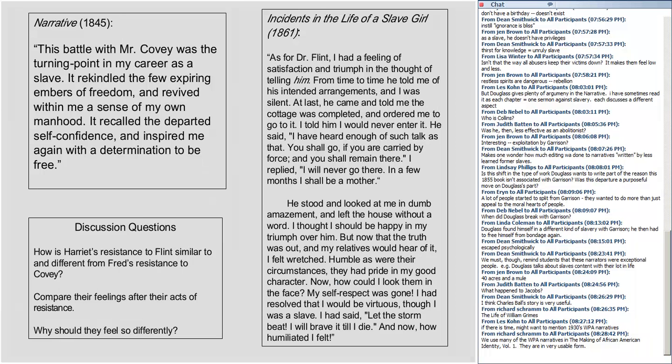Well, Harriet Jacobs can't fight Dr. Flint, the man who wants to turn her into his concubine, who wants to render her his sexual victim. She can't fight him physically. So how does she fight him? How does she resist him? Well, as you can see from this passage, when he comes in and tells her about his intended arrangements, that is, he's created this little cottage where he intends for her to go and just be available to him whenever he wants her.